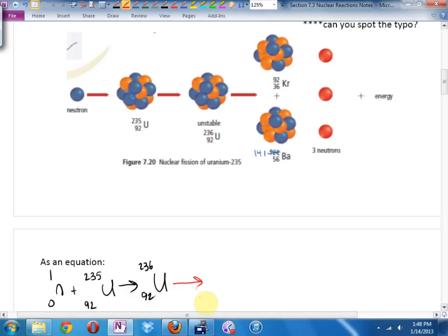This is what went on in the first atom bomb, the one with the big mushroom cloud. This is what was going on. You're going to end up with what? Krypton with a mass of 96 and 36 protons plus barium with, we fixed the mass of 141 and 56 protons, plus, what are those right there? You know what, I'm gonna go like this. Here's a neutron, three of those. Oops, I got the zero and one mixed up. Sorry, hang on. The one goes on the top. One mass, zero charge. Plus energy.